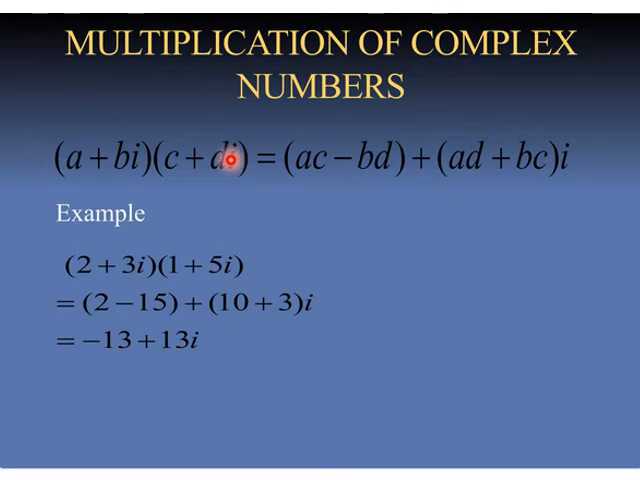You just multiply regularly and remember that i square is minus 1. So let us do this: 2 plus 3i into 1 plus 5i. We multiply this by 2 first.